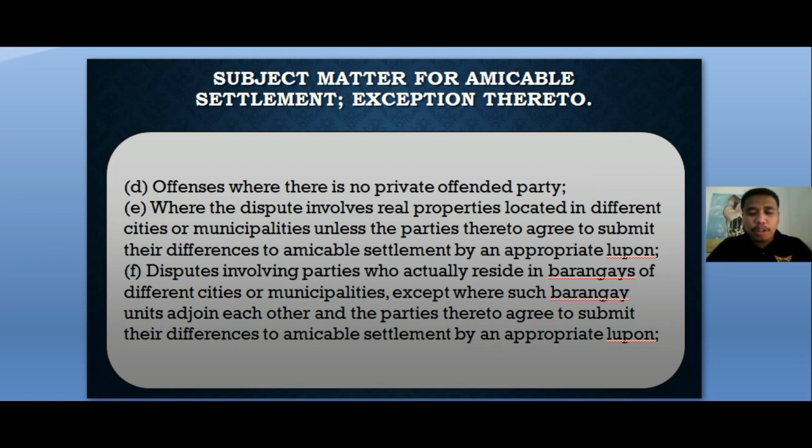Next, disputes involving parties who actually reside in barangays of different cities or municipalities, except where such barangay units adjoin each other and the parties thereto agree to submit their differences to amicable settlement by an appropriate lupon. So, pwede again nga masettle on a particular lupon, bahala na gikan sa different municipalities. But if there is no agreement between the two as to the appropriate lupon for the venue of the settlement, then so be it, pwede madiretso sa dito sa higher authorities.